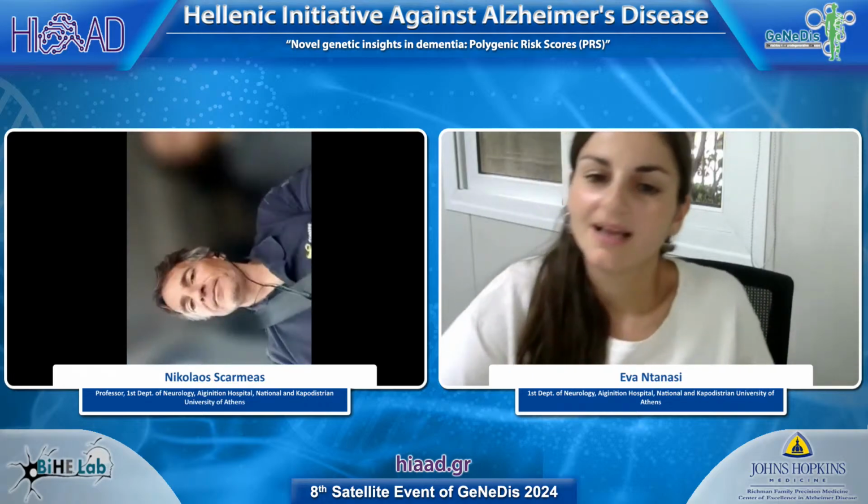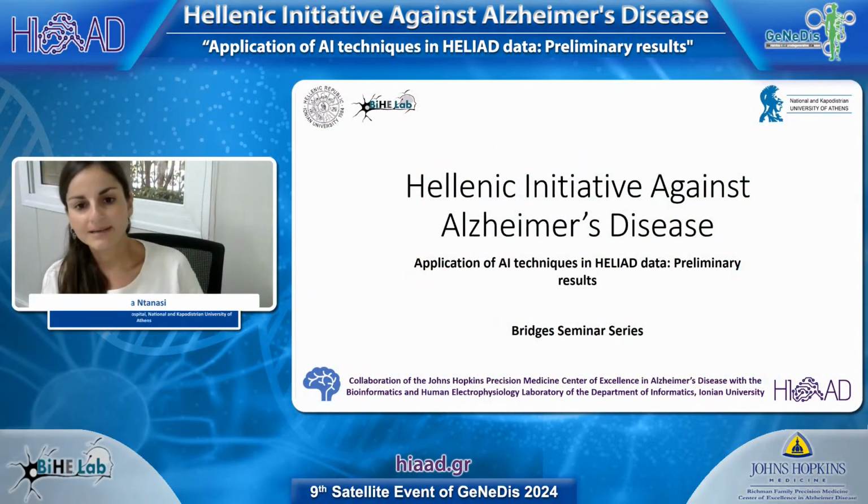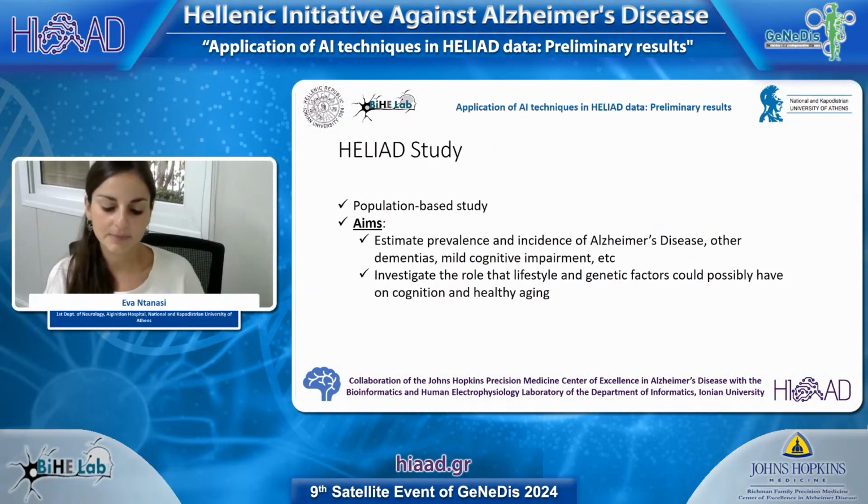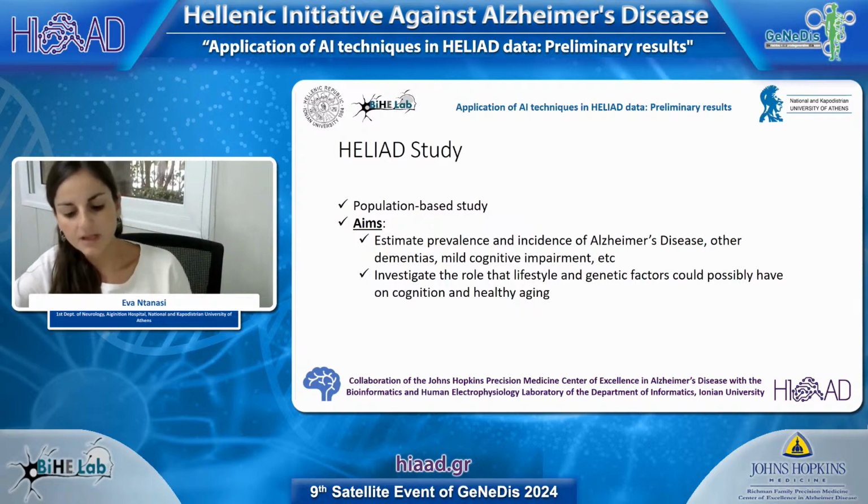First of all, we would like to thank you for giving us the opportunity to share with you these preliminary results from our research on how artificial intelligence techniques can be used in order to identify markers of dementia and cognitive decline. In the title of today's presentation, we refer to the HELIAD study, and thus I would like to introduce you to some brief information regarding HELIAD.